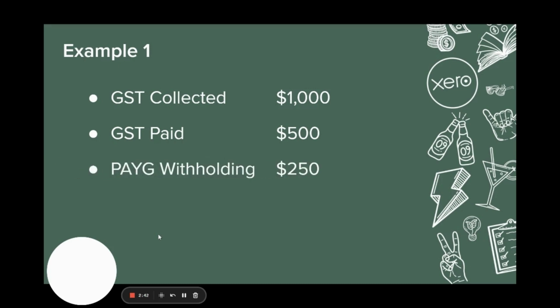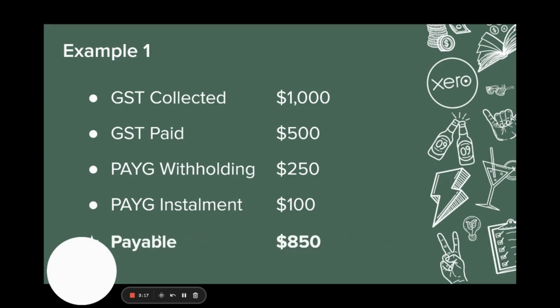PAYGW, which is the tax that we are withholding on our wages, that's sitting at $250. And the PAYGI, which is the income tax installment for the company, which is split up into the quarters. So what we're going to do now is we're going to say we've got our GST collected of $1,000. We're going to minus the GST that we've paid. Then we're going to add the withholding, which is the PAYGW and the PAYGI. And then that leaves us with an amount payable of $850.